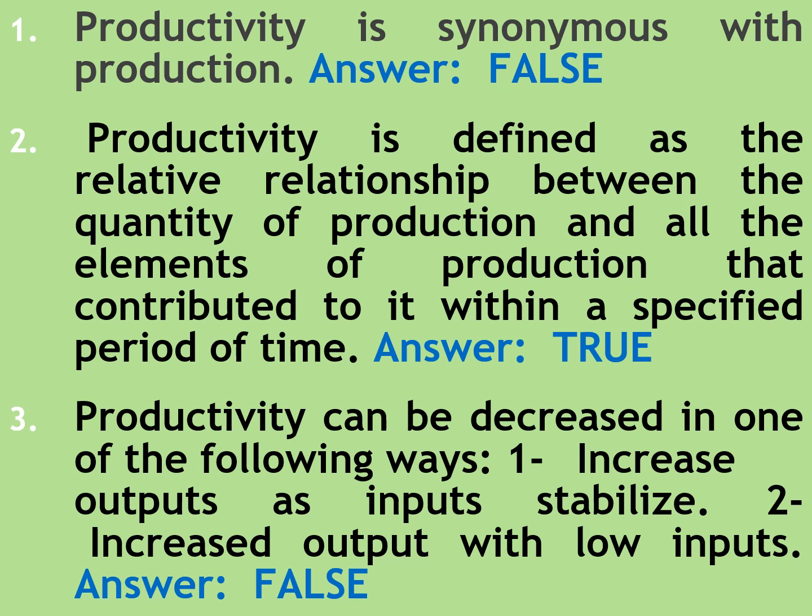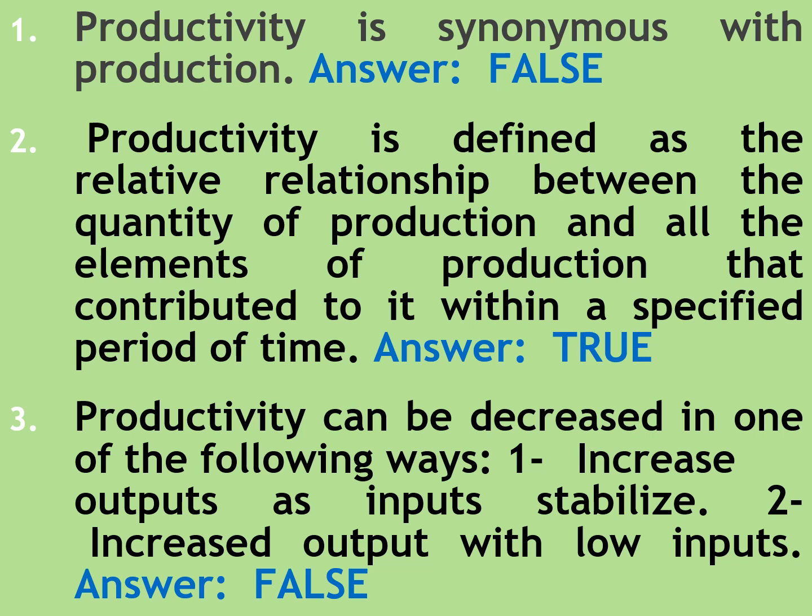Number 3: productivity can be decreased in one of the following ways. Number 1, increase output as input stabilized. Number 2, increase output with low inputs. So the answer here is false, because productivity can be increased in many ways, like increasing output as input is stabilized, and increasing output with low input. So this is increasing productivity, not decreasing it.